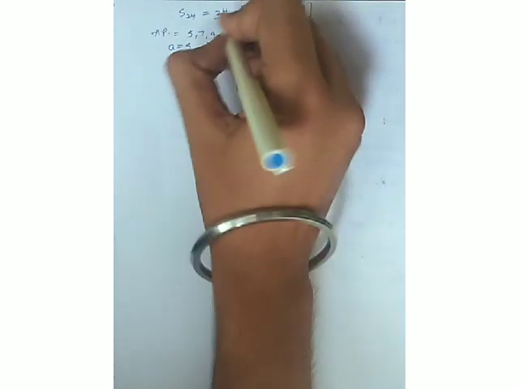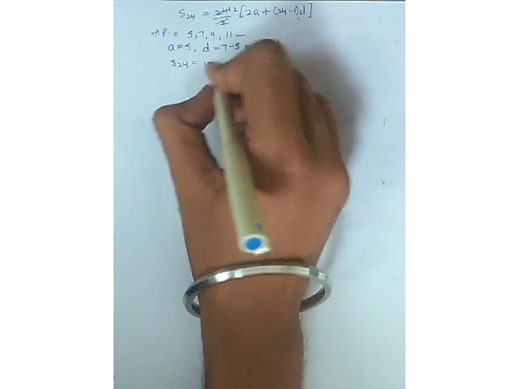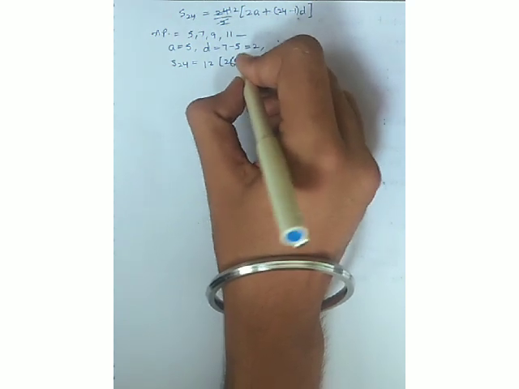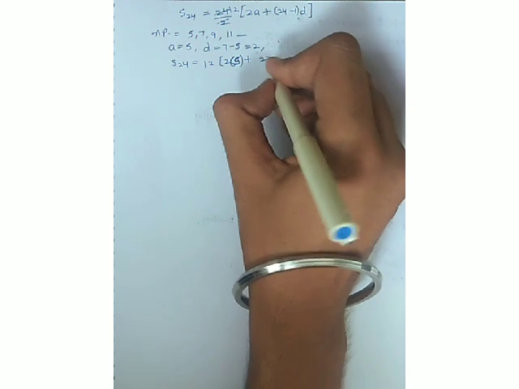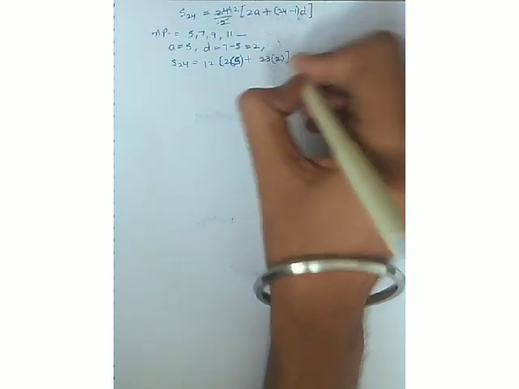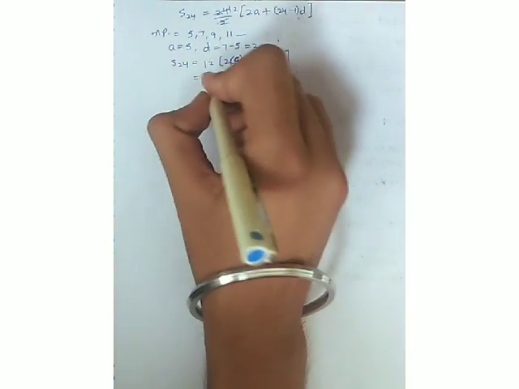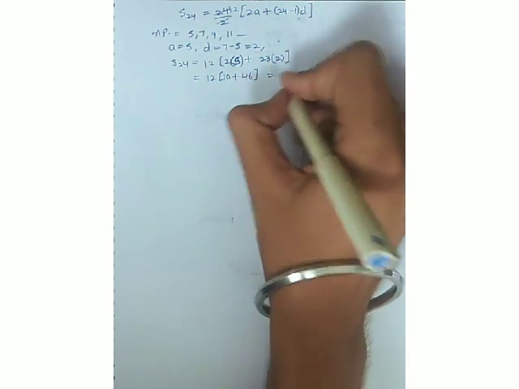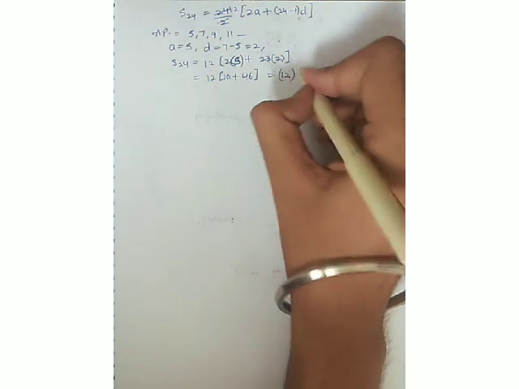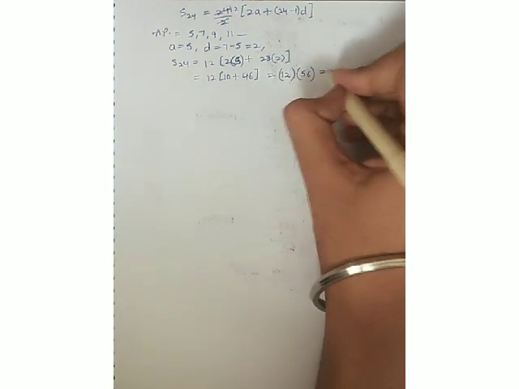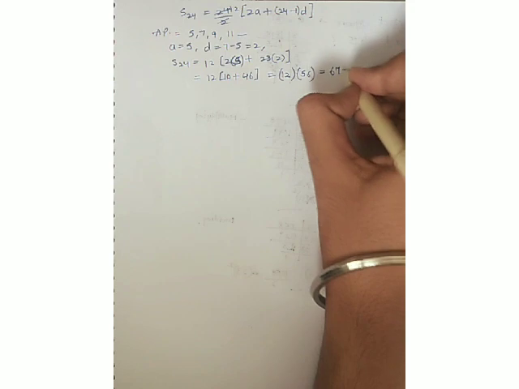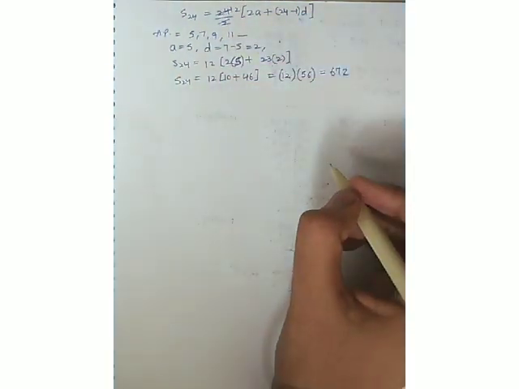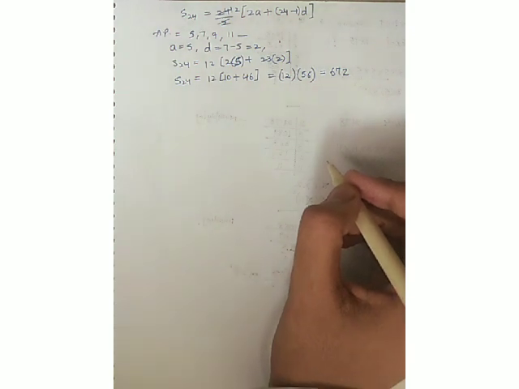S24. Now 2 12s are 24, it will be cancelled. 12 times (2 multiplied by 5, because A is 5, plus 24 minus 1, that is 23, which will be multiplied by 2 only). Okay, so 12 times (2 5s are 10, plus 23 2s are 46). You will get 12 multiplied by 56. After multiplying, you will get the answer as 672. So sum of first 24 terms is 672.